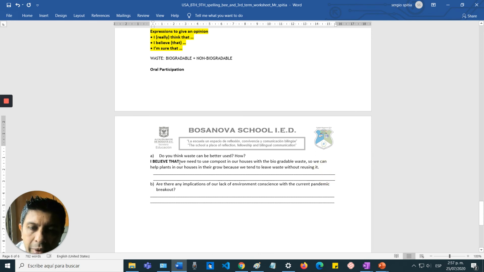Yo creo que necesitamos utilizar el compostaje en nuestras casas con el desperdicio biodegradable. De esta manera podemos ayudar a las plantas de nuestras casas en su crecimiento, en their growth. Because we tend to leave waste without reusing it. Porque tendemos a dejar el desperdicio sin reutilizarlo.